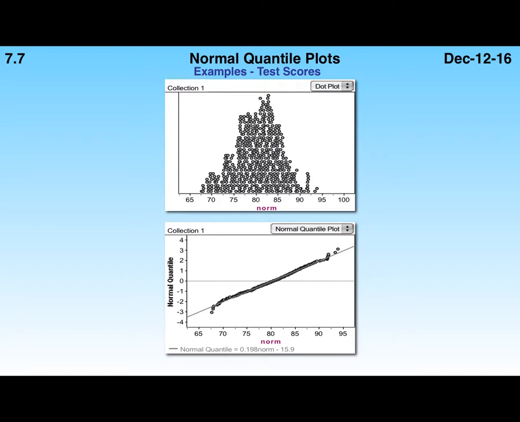So this first graph is a dot plot. The distribution looks fairly bell-shaped or symmetric. It may be normal. The bottom graph is a normal quantile plot. What a normal quantile plot does is it plots x versus the z-score for that x value. If the distribution is normal, the normal quantile plot will be a straight line, or very, very close to a straight line.